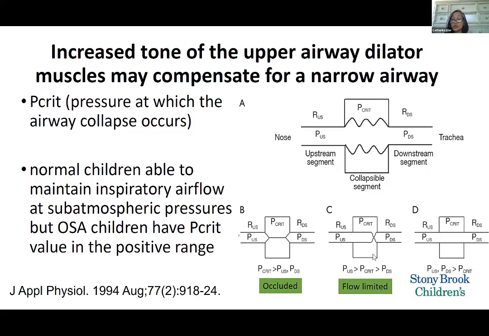So in any situation where your peak rate is more positive as opposed to your upstream and downstream pressure, that leads to airway occlusion or flow limitation. It is known that normal children are able to compensate and maintain airflow at subatmospheric pressure. But if you compare that with patients with OSA, their peak rate value is always in the positive range, so it always ends up with some airflow limitation or obstruction.